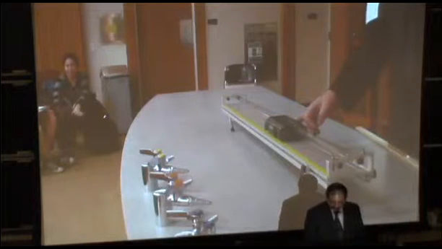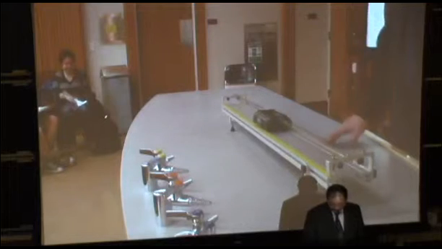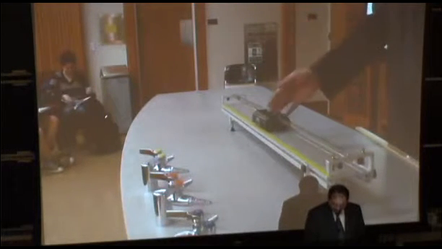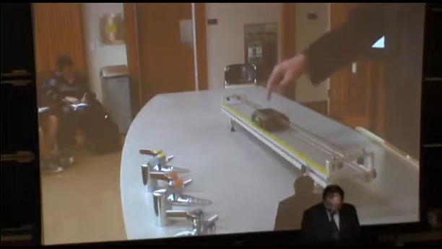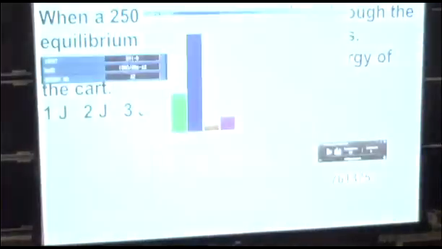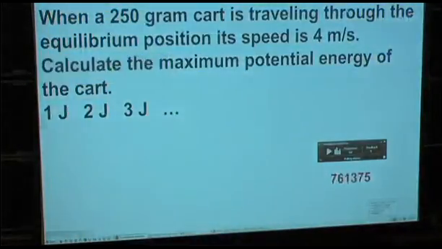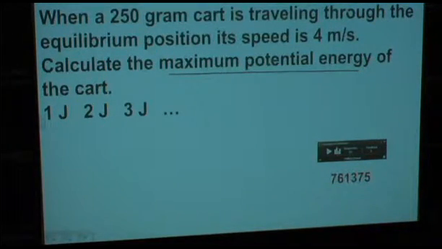It doesn't matter if it was released from rest or we kicked it. What we know is that it weighs 250 grams, and when traveling through the equilibrium position, the speed is equal to a certain number, I guess 2 or 4, let's see. Okay, 4, so maximum potential energy, that's what we're looking for, U max.